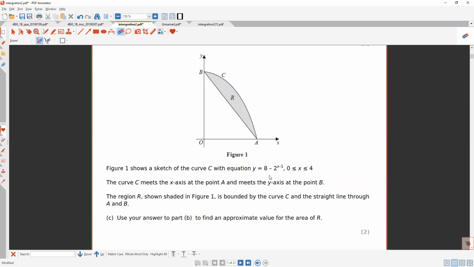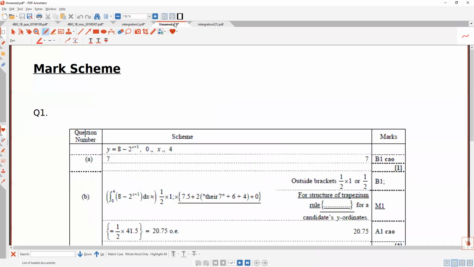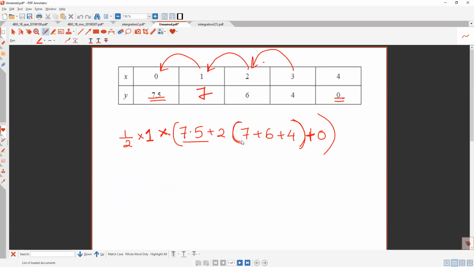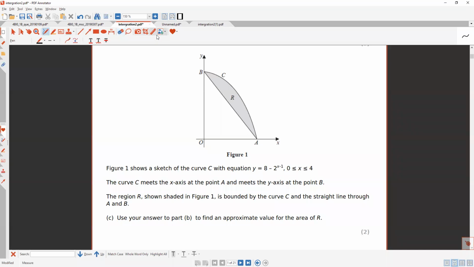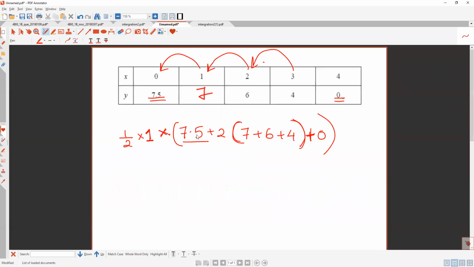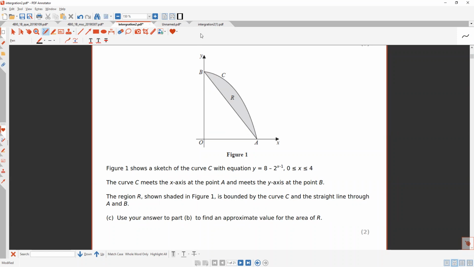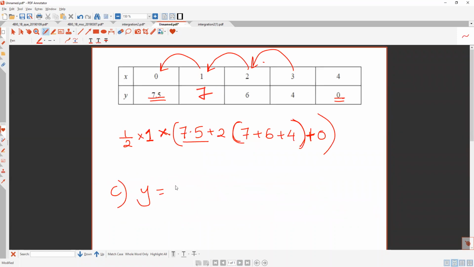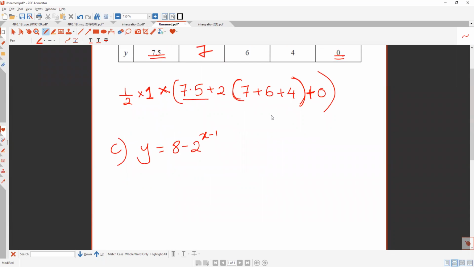It is cutting the y-axis and it is cutting the x-axis. So I need to find their points to find a and b, because a and b are my base and height, right? So I'm doing C part now: y equals 8 minus 2 raised to x minus 1. What is y? Now, y is 0 because it is cutting the x-axis.